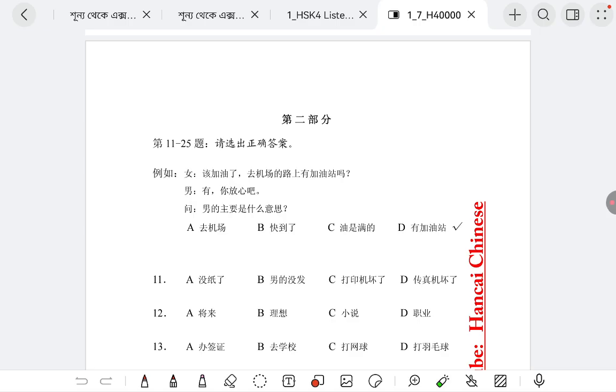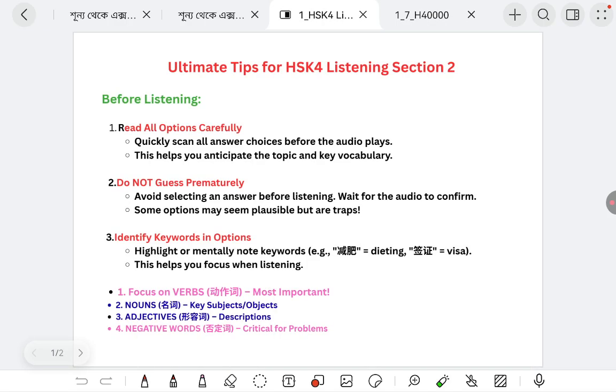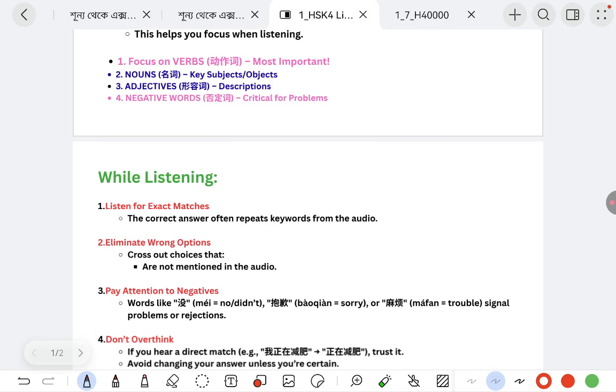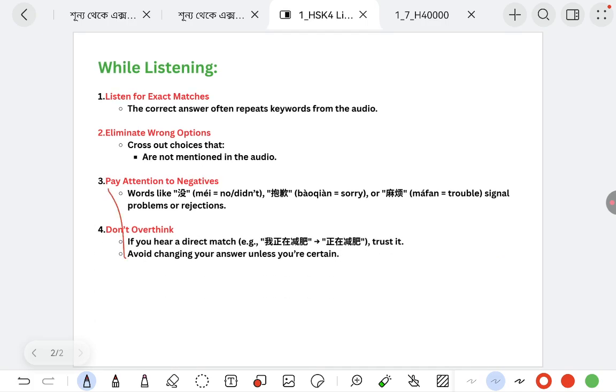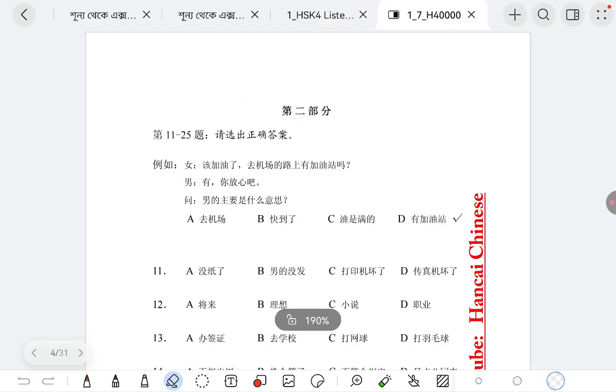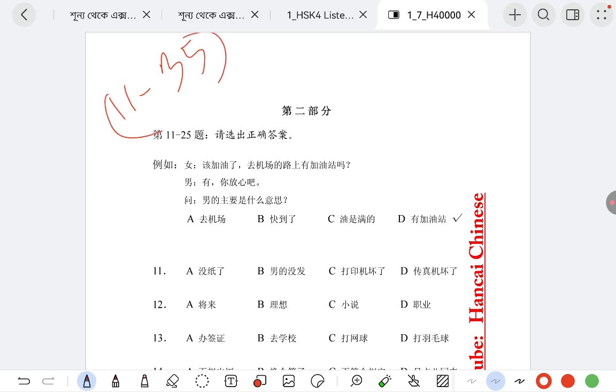In this video, we are going to talk about HSK4 listening part section 2. Here are some tips for you on how you can solve it easily and correctly. And these are the question types. Today we are going to solve some questions from 11 to 35. Why 11 to 35? In the second section we have 11 to 25.